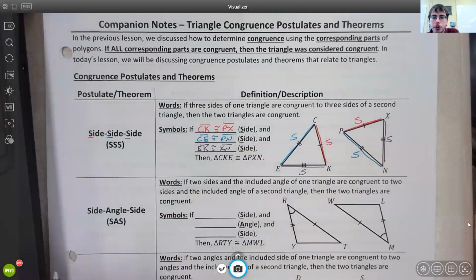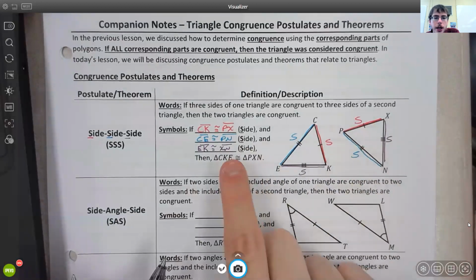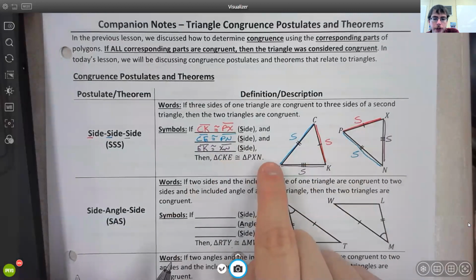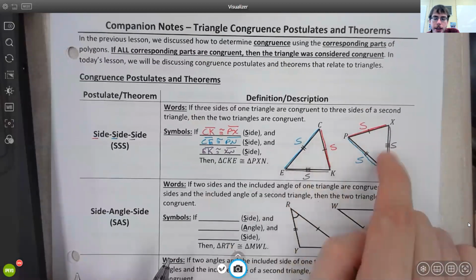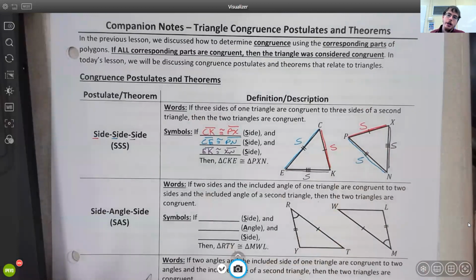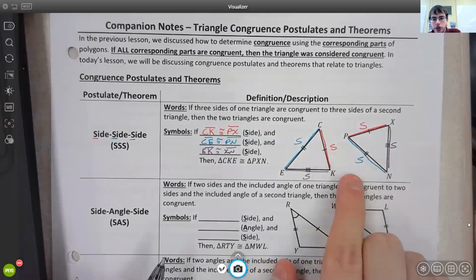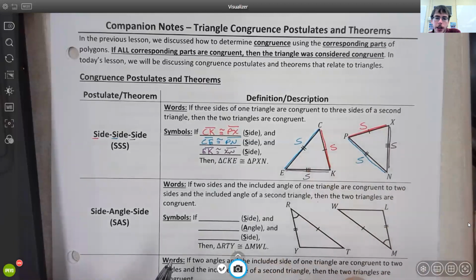So if all 3 of these are true, if you have your side, side, side postulate, all 3 sides are congruent, or you have 3 pairs of congruent sides, that means that those 2 triangles are congruent. And that's all you need. You wouldn't have to know anything about these angles. You would only need to know that the sides are congruent. So basically, these are shortcuts that are well documented to be true in order to prove triangle congruence. Okay, and there's a bunch of proofs that go into that, but we don't talk about it in here.